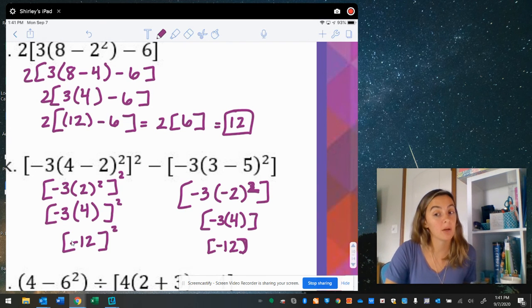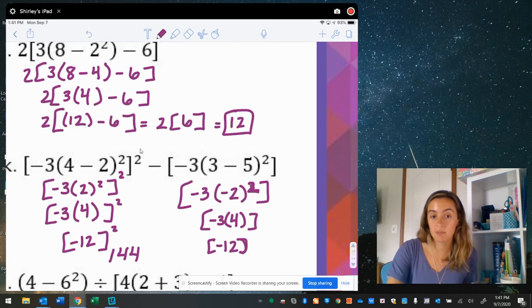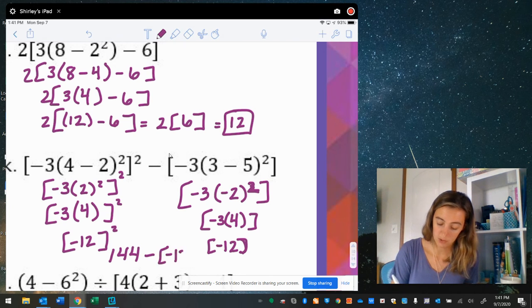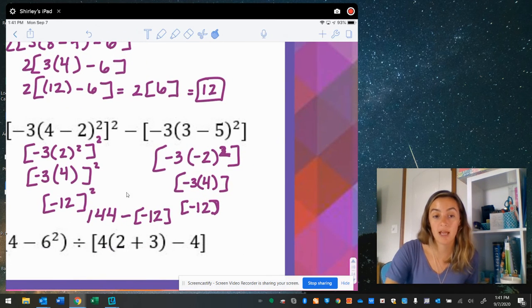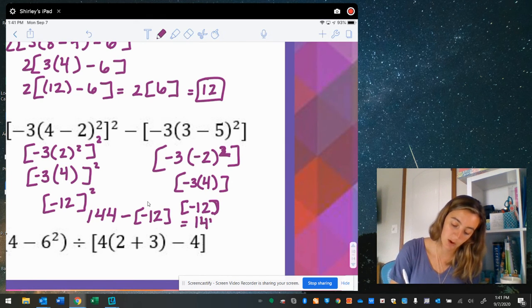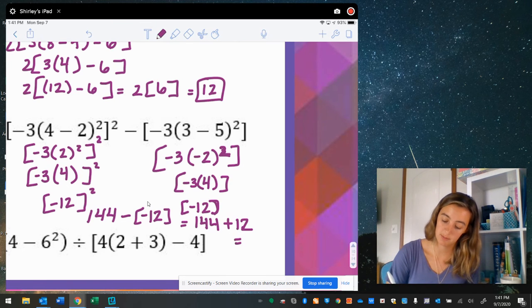So as my final step, I'm going to go ahead and do negative 12 squared. Negative 12 times negative 12. That's going to give me 144. And then I'm going to bring down this minus sign. And then I have negative 12. So I have 144 minus negative 12. Subtracting negative numbers, remember, same, change, change. So I can rewrite this as 144 plus 12. So 144 plus 10 is 154, plus 2 more is my final answer of 156.